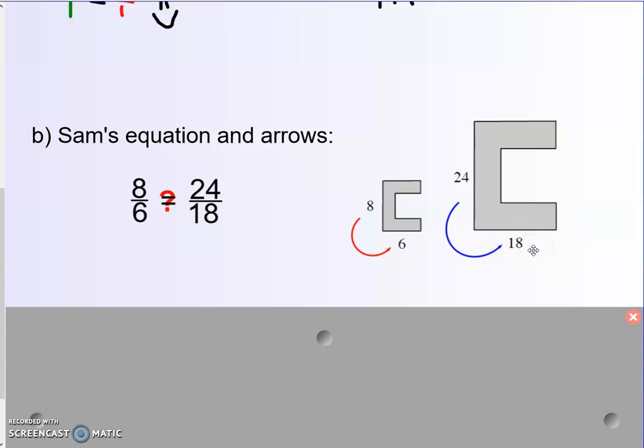Now, does that work? Well, sure it works. These are very consistent ratios. We're going height on top, width on bottom. Height on top, width on bottom. And if we cross multiply, we get here 144, and we get here 144. And yes, those are equal. So yes, that's a very fair proportion to set up.